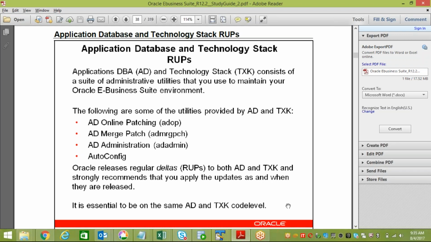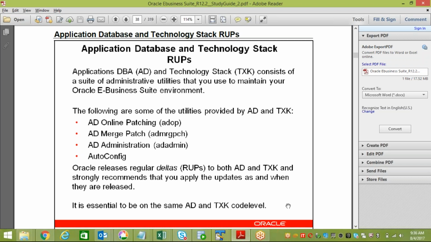Next, merge patch. Sometimes you may need to use merge patch. ADMRGPCH is nothing but clubbing a number of patches. If you have 10 patches to be applied, you can club all 10 patches using this utility, make them a single patch, and apply that single patch. There are some limitations, and I will tell you when exactly you need to use the AD merge utility. Yes, sometimes you may need to use it, but I will let you know when.